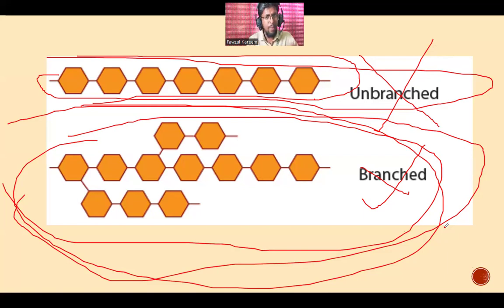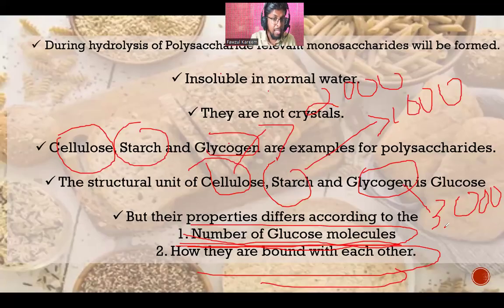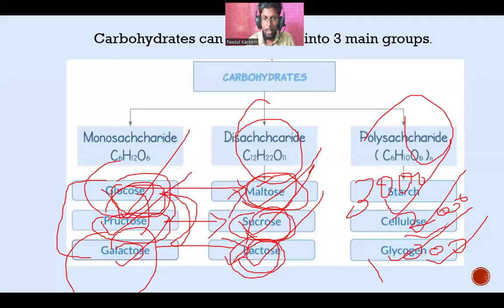How they are bound, whether they have branches or whether they don't have branches. So based on these properties, the number of glucose molecules and how they are bound to each other, based on these two properties, I am dividing the polysaccharides into three.